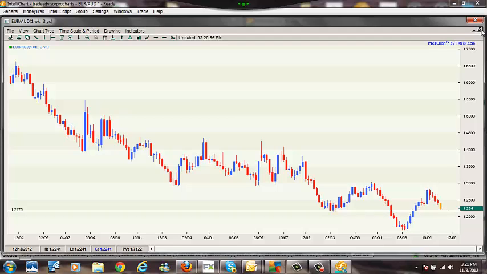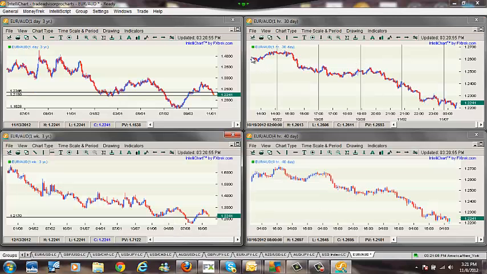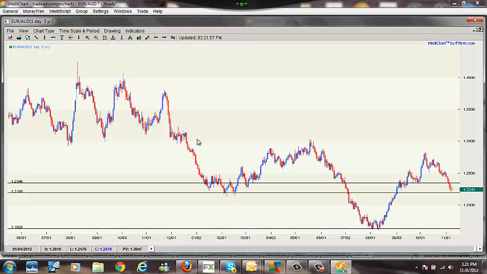So when you go to the daily chart, what I did is drew out a few key levels that we're close to. I mean, I can draw key levels all day long.